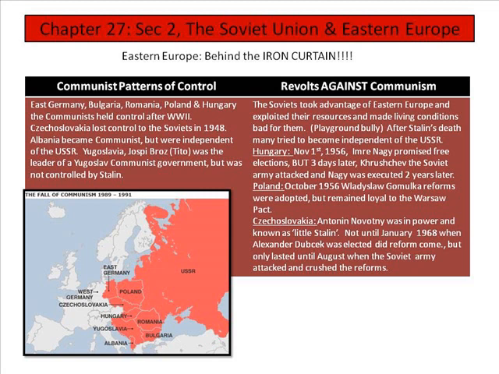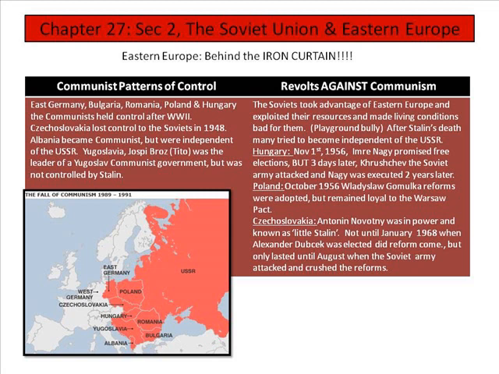Okay, the next slide from this section. Section 2, Soviet Union, Eastern Europe, communist patterns of control. East Germany, Bulgaria, Romania, Poland, and Hungary, and the communists held control after World War II. Czechoslovakia lost control to the Soviets in 1948. Albania became communist, but was independent of the USSR.